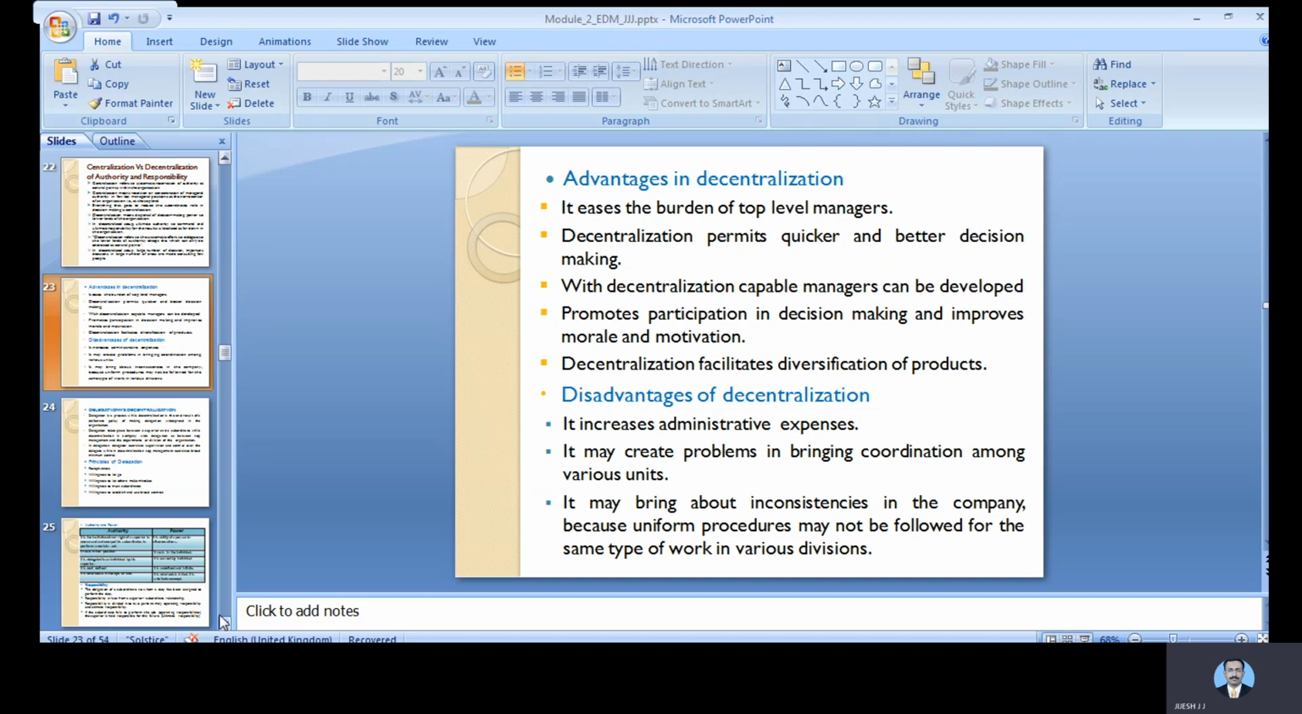It increases the administrative expenses, and it may create problems in the beginning in bringing coordination among the various units, as well as inconsistency in the company. And so these are some of the disadvantages of the process of decentralization.